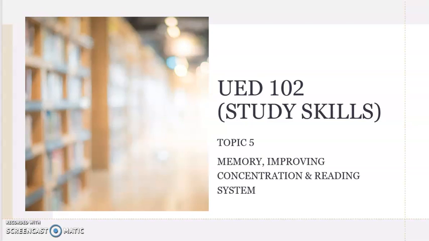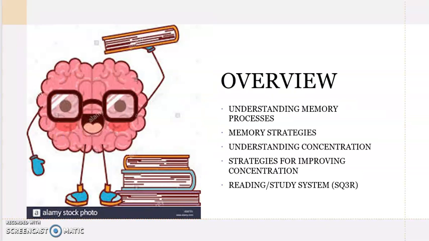So this video is a lecture video for the UED 102 course, Study Skills, and in this video I would like to explain topic 5: memory, improving concentration and reading system. This is the overview for this topic. Basically, this topic is on memory, improving concentration, and reading system, which aims to enable students to understand the basic processes of memory and apply memory skills in their learning.